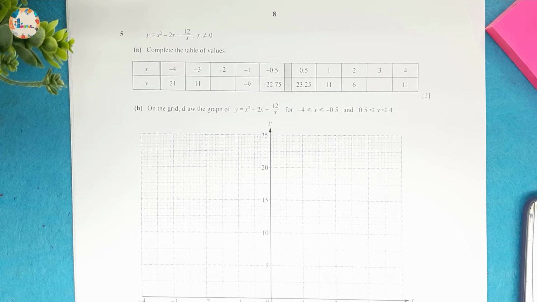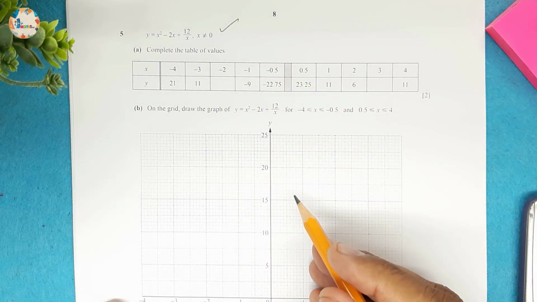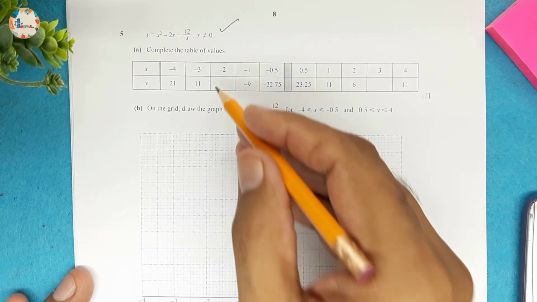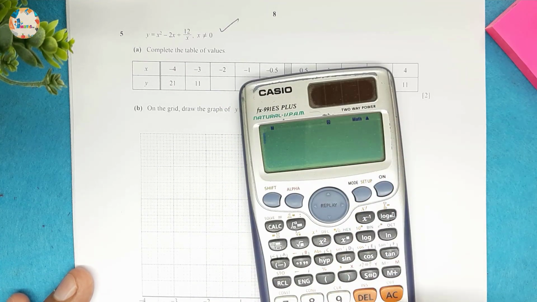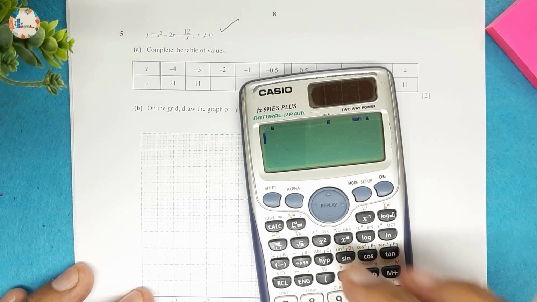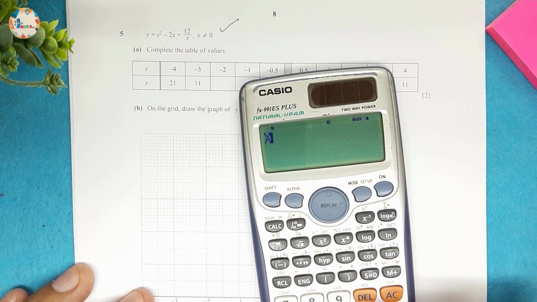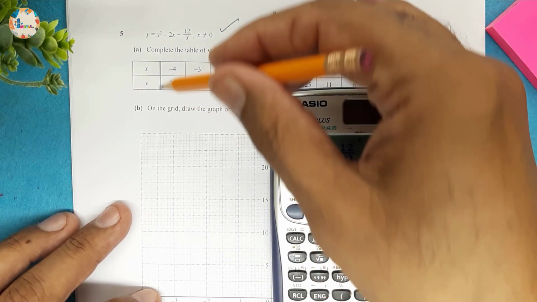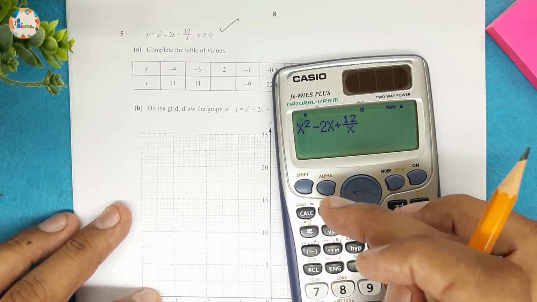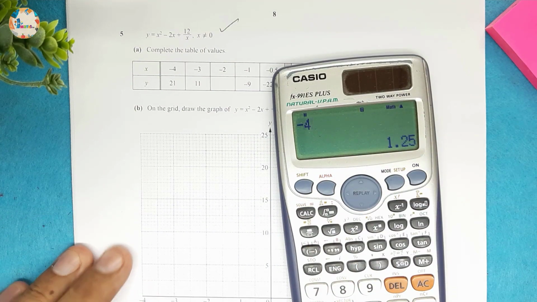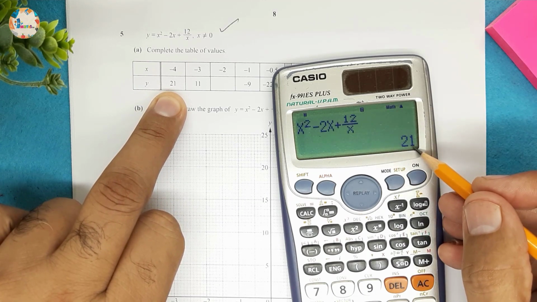Question number 5, an equation is provided, which is this one. Complete the table of values. We have to complete this table of values. We can just type this equation first. So x squared minus 2x plus 12 over x. This is the equation, and we can check this one for minus 4. So calculate for minus 4, and this should result in 21. So this is giving us 21.